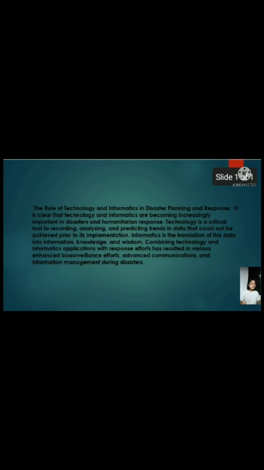So what are biosurveillance efforts? Biosurveillance efforts detect biological threats, threats to human and animal health, whether infectious, toxic, metabolic, or otherwise. Biosurveillance is a program that also needs data. Then advanced communication, then information management during disasters.